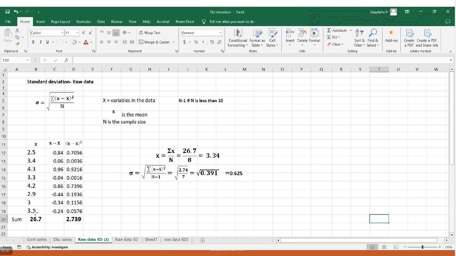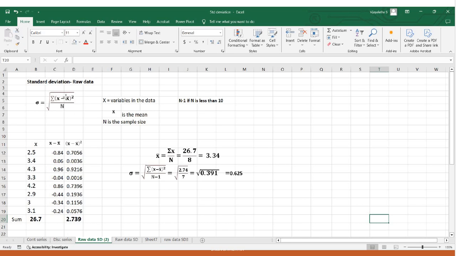So we have the same set of values here which we saw for mean. And now if we need x minus x bar, we have to calculate the mean which we have calculated in the previous slide. It is 3.34. The next step is to find out the difference between each x value from the mean. So 2.5 minus 3.34, which is minus 0.84, 3.4 minus 3.34, which is 0.06. So the difference of all the x values from the mean are calculated and tabulated.